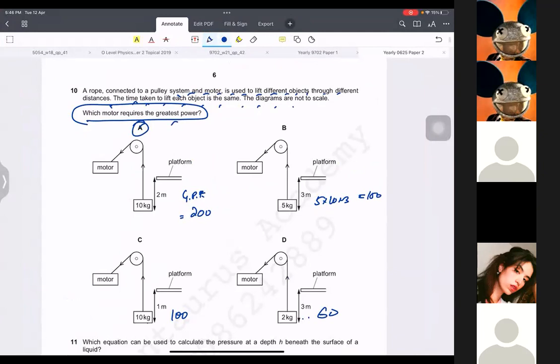I did 10 into 2 and I just chose a random time, which I used for all of them, but I got the same answer. Yeah, that's fine. Well, this is mass, so you have to use mgh divided by t. So you can use the same time for all of them. Even if you don't use the same time, the greatest energy in the same time would be the greatest power. Okay. Yeah.